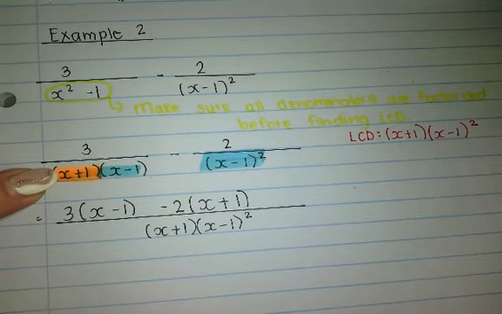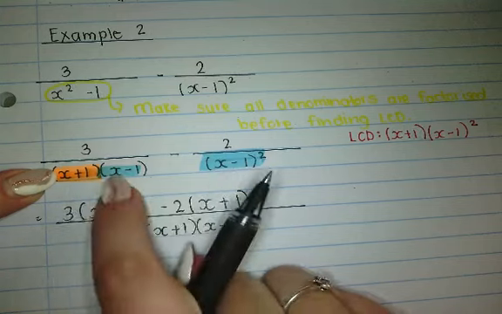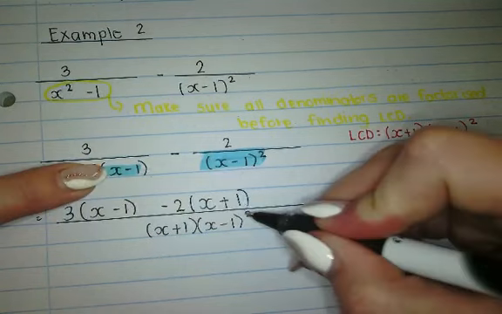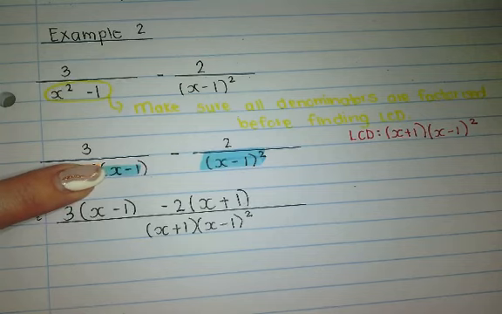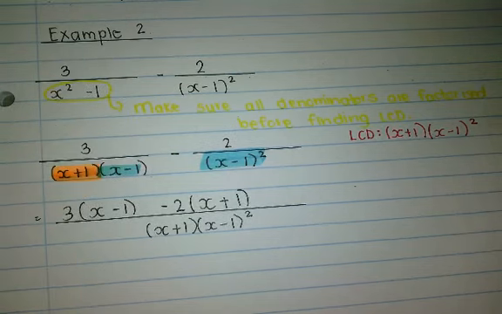And doesn't the first one also need to be multiplied? It's got an x plus 1. It already has it. This one needs the x minus 1 for the square. You understand? Yes, it didn't have the plus. Okay, do you guys understand? Right.